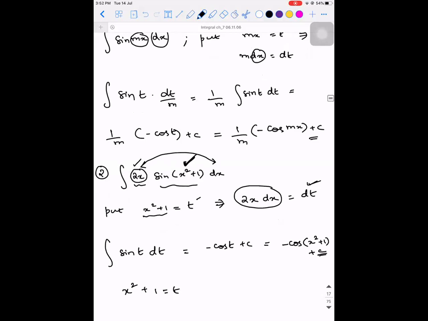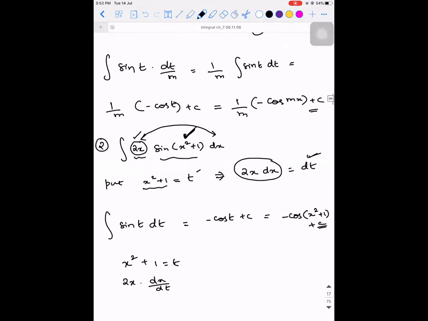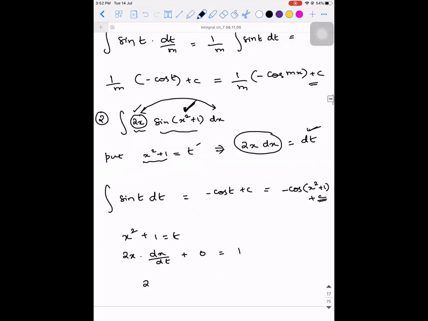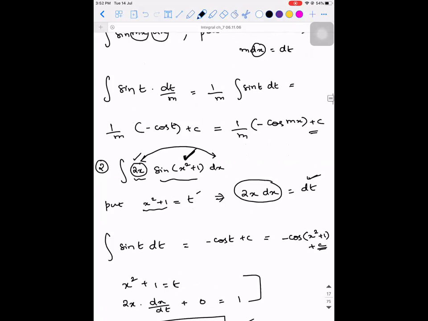Okay, sir. So 2x into, I'll explain it in a different way. 2x into dx by dt, chain rule, plus derivative of 1 is 0 is equal to derivative of t is 1. So 2x into dx will be equal to dt. That is what I did. So instead of writing these many steps, I directly went to this. Thank you, sir. So if you're clear with these two, we can go to the next one.